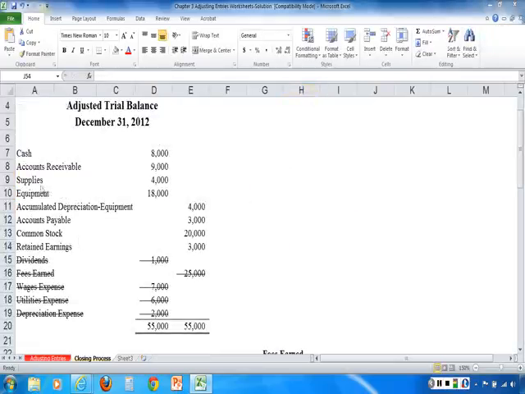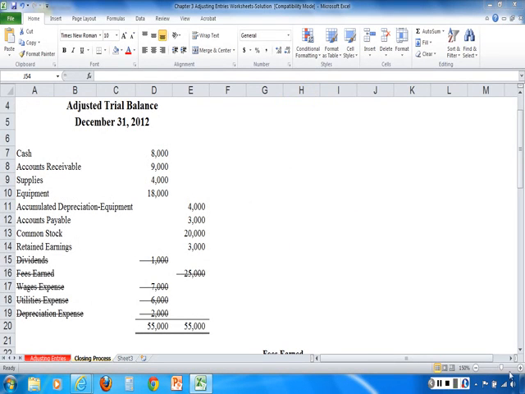I have completed now the 4-step closing process where I have closed out all the temporary accounts. And so the only accounts that remain now are the permanent accounts, which are assets, liabilities, common stock, and retained earnings. So to make sure that I have gone through the closing process correctly, I prepare one last trial balance, which is called the post-closing trial balance. In the post-closing trial balance, I will have just the permanent accounts.